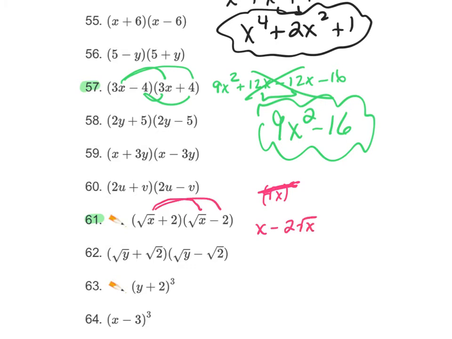2 root x. Then I have 2 times root x is positive 2 root x, and then I have 2 times negative 2 is what? What's 2 times negative 2? Negative 4. Okay, what happens here in the middle? Those two cancel out, so you're left with x minus 4.